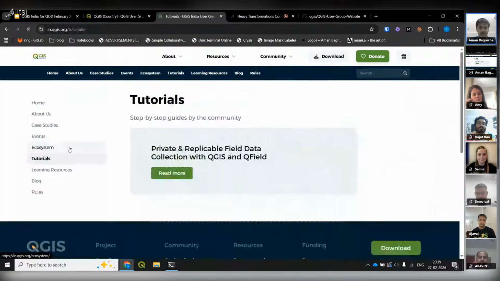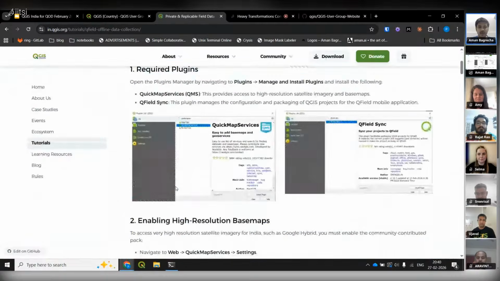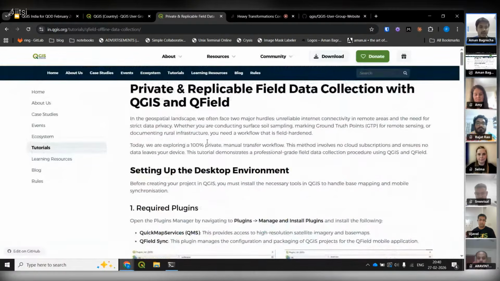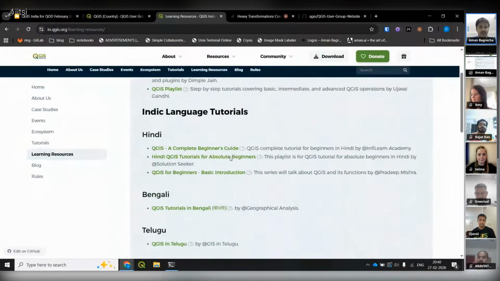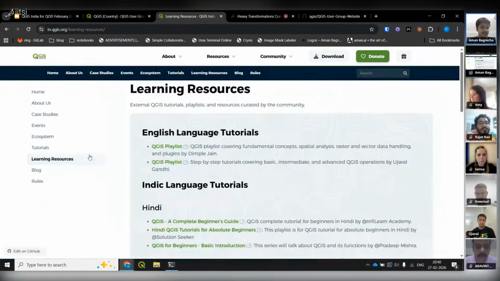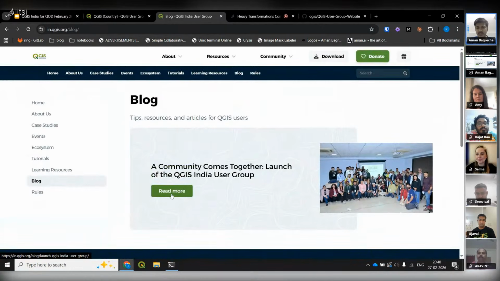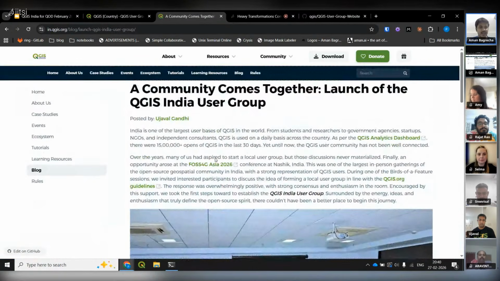You also see tutorials. So the first tutorial is already published. There are multiple incoming which are being reviewed by the team. You already have a QField tutorial published here which you can read through to see how people in the community from India have used it for their own purposes. You also have learning resources in various languages. You already have various Indian languages QGIS tutorials published on this website. And you already have blogs, which is now written by Ujjwal on how we started the QGIS India group.